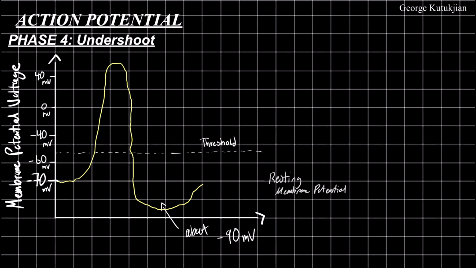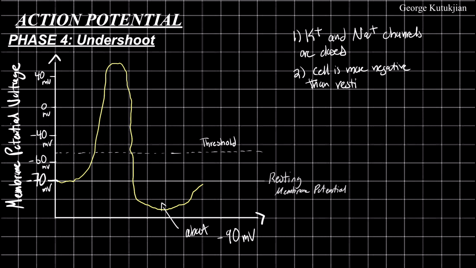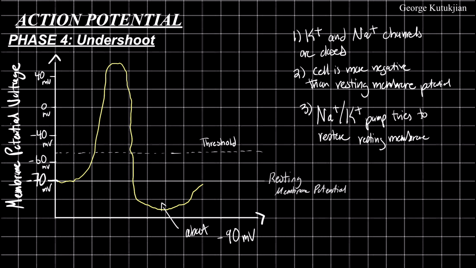So now potassium and sodium ion channels are closed, and the cell is a lot more negative than it was before because it's trying to get back to that negative state. So it usually goes down to around negative 90 millivolts, and then our sodium potassium pump, which we discussed earlier, is going to work to pump 2 potassium back in and 3 sodium ions back out to try to get back to that resting membrane potential, which was about negative 70 millivolts.